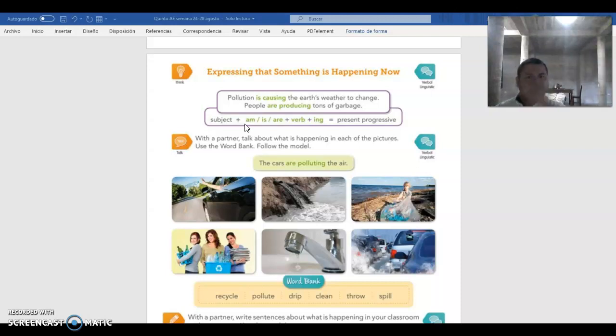Is we use for he, she, and it. Okay, remember, she is my sister, she is eating, she is cooking. Okay, it is working. And are we use for I, you, we, they. Remember that one. Plus, in present progressive, we use the verb, we add ing. Remember, we need to add ing. Okay? And because it's something that we are doing right now at the moment.